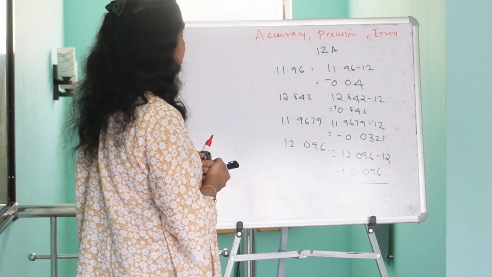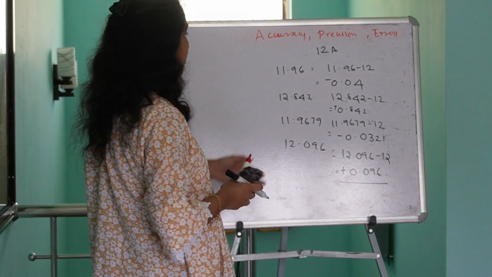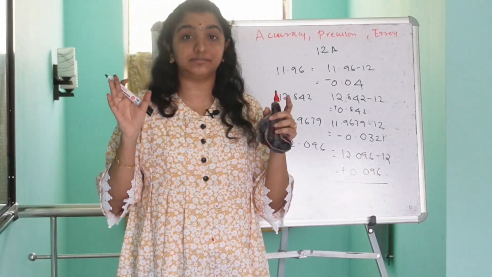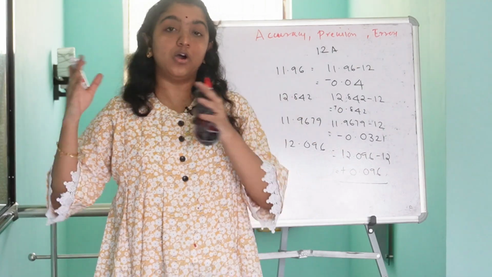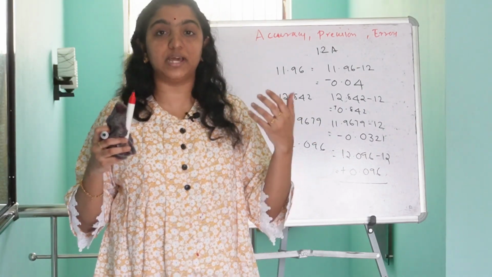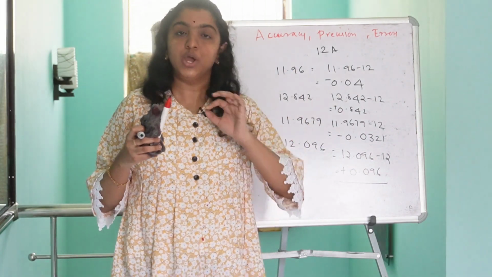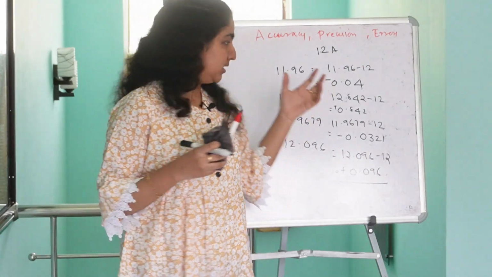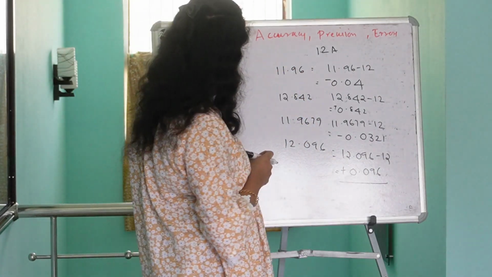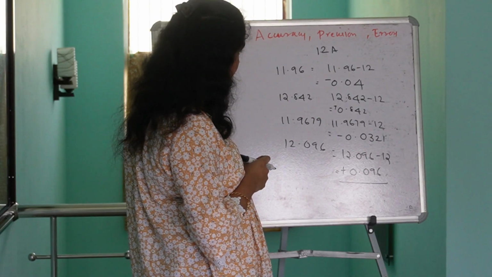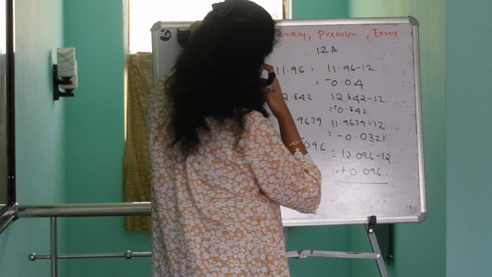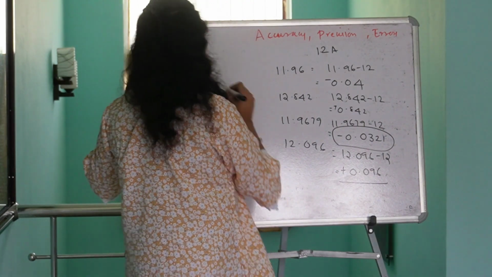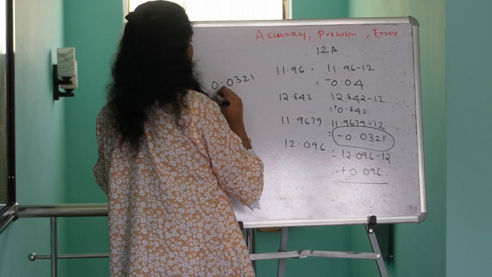So how do you find the most accurate value from among these given values? The value having the minimum numerical error, no matter whether the sign of the error is negative or positive, it doesn't matter. Here we just have to consider the numerical value. So which one among these measurements has the least error? We can say 0.04, isn't it? 0.0321. 0.0321 is the minimal difference.